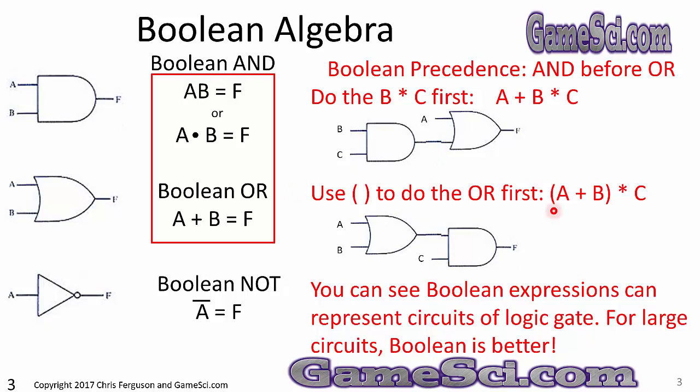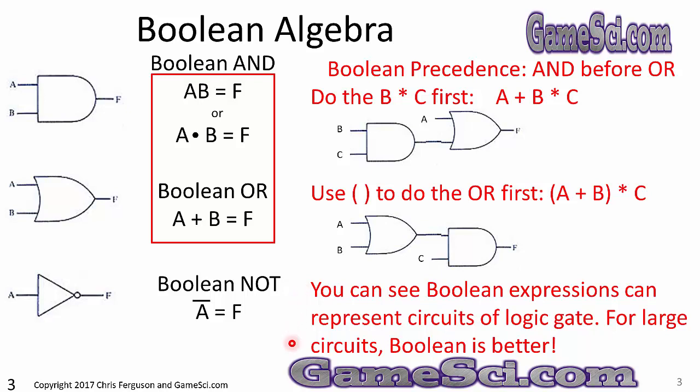Use the parentheses to do the OR first. This expression, parentheses A or B, end of the parentheses, and C: parentheses have higher precedence than AND. In this situation, we do the OR first. Drawing the circuit, we will OR A and B first and feed the output of that into the AND with C. You can see that Boolean expressions can represent circuits of logic gates.